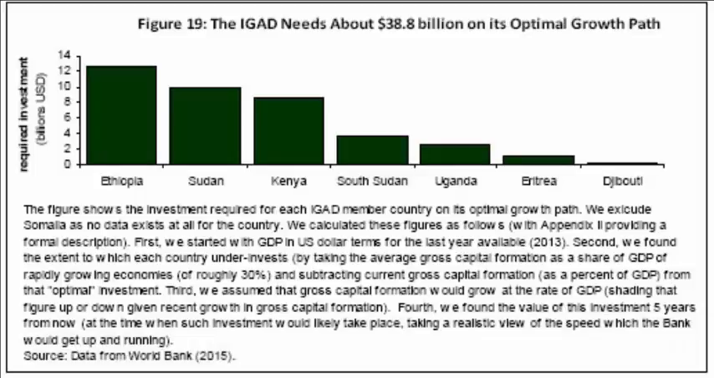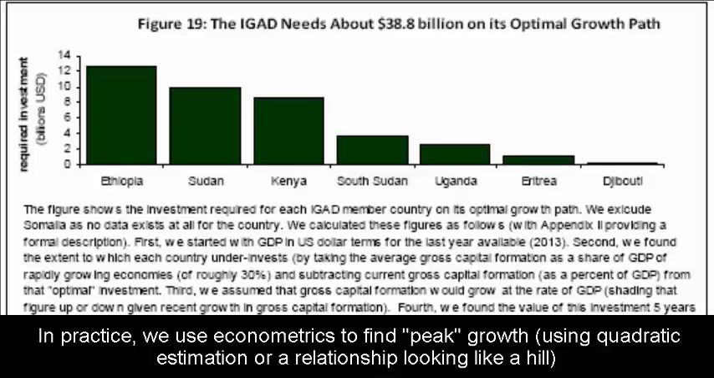Now, looking at the first figure, figure 19, we show roughly the amount of money in investment required by different IGAD economies in order to achieve what we call the optimal growth path. In other words, growth which is not too slow as to keep these economies from developing at their potential optimum, but also not so fast that it distorts the economy or results in other problems which are too complicated to go into here.